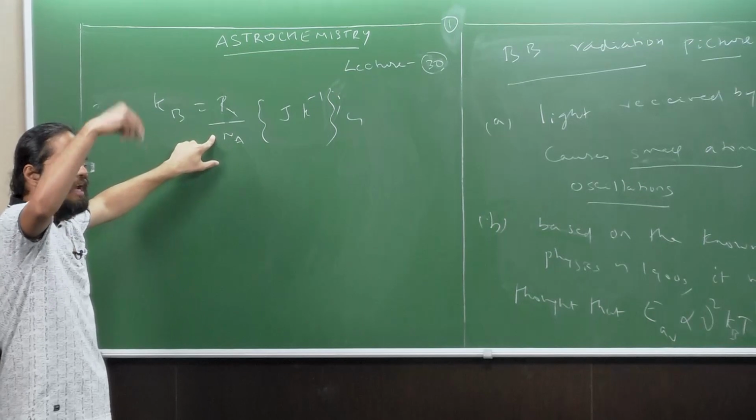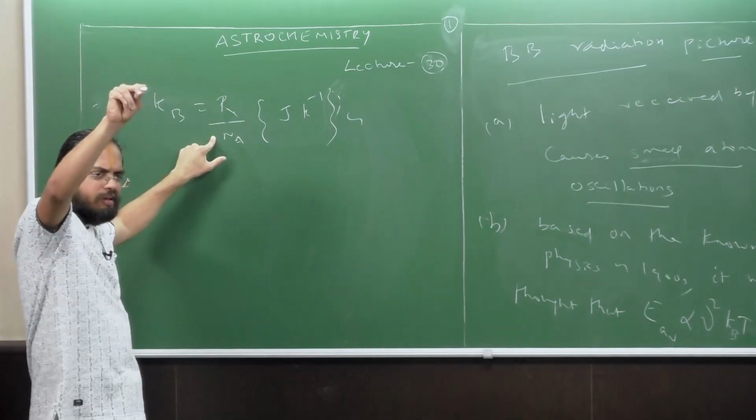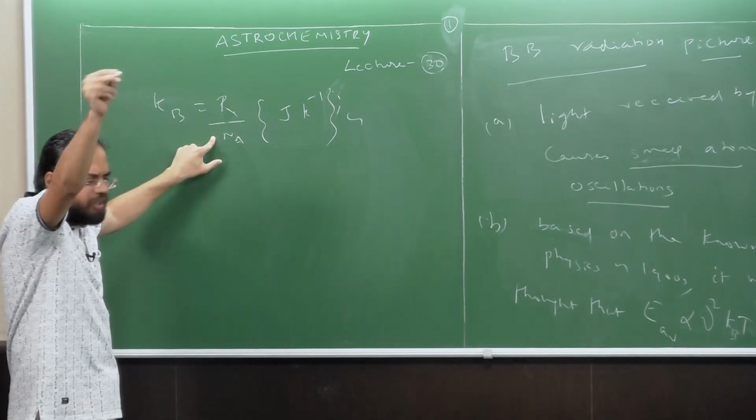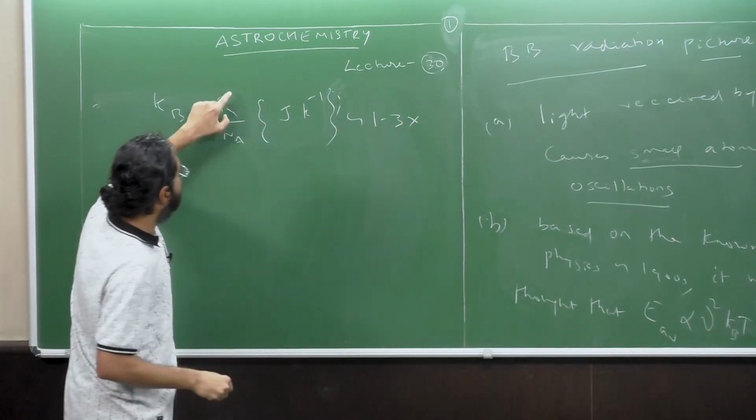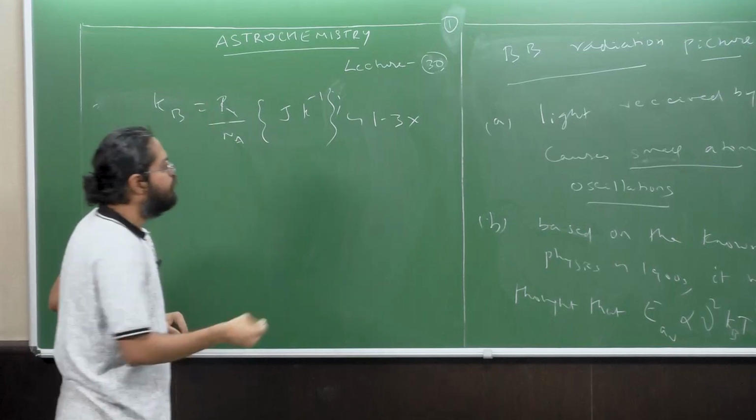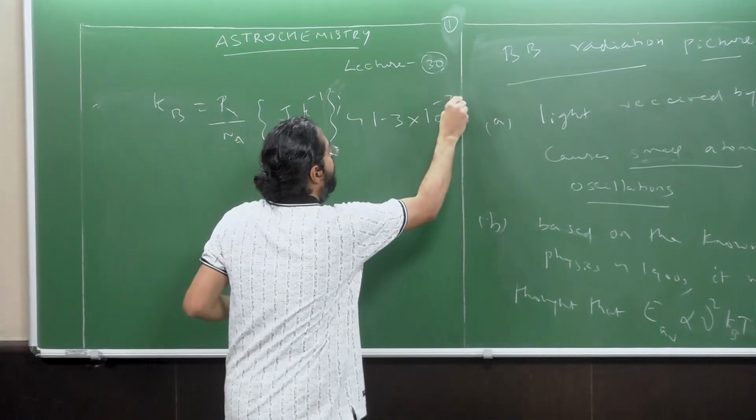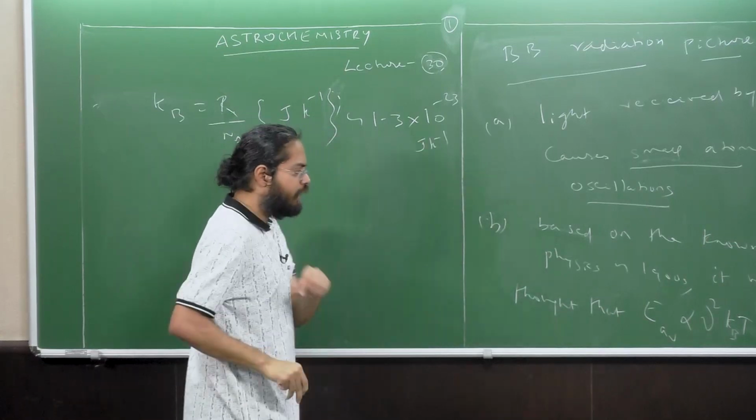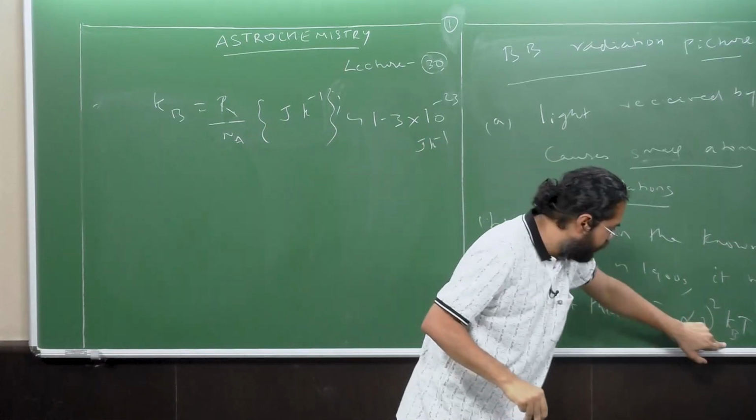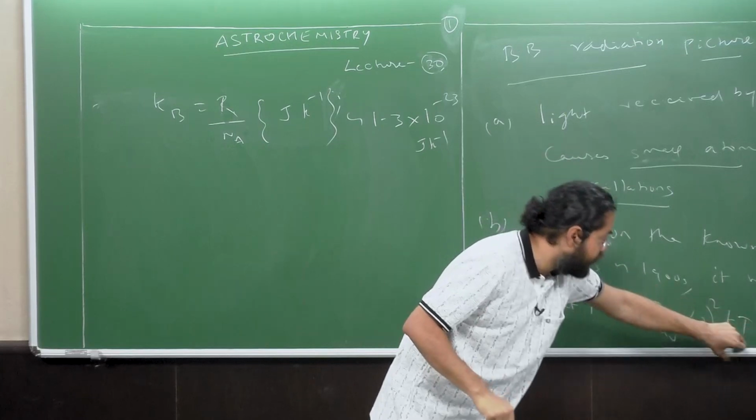So approximately this is going to be 1.3 times 10 to the power minus 23 joule per Kelvin. So this is your Boltzmann constant, and this is the temperature.